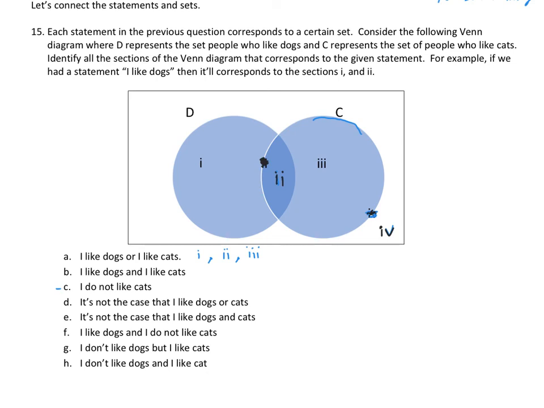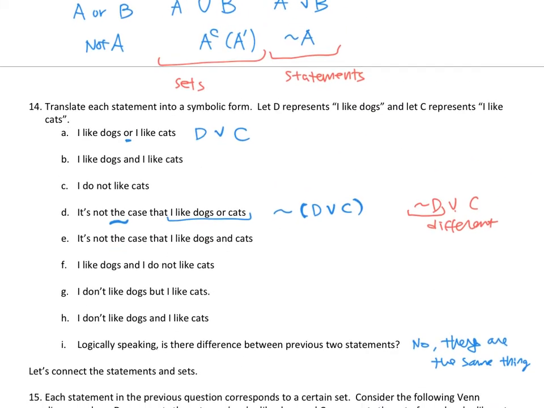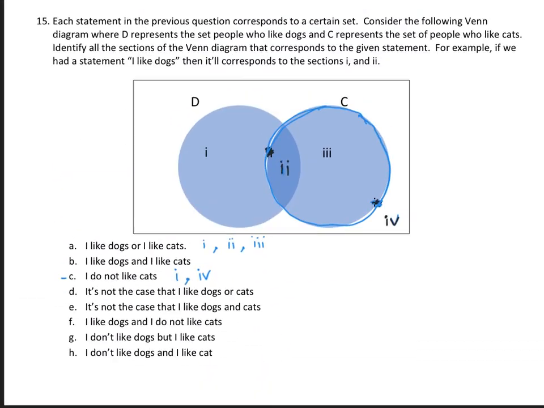I do not like cats. This circle is people who like cats. So who's not inside this circle? Section 1 and section 4. Those are people who do not like cats. So I'm trying to connect the Venn diagram with the statements that you're making. And so on and so forth. So I'm going to have you finish the rest of number 14 and number 15. I think that's the end of the worksheet.